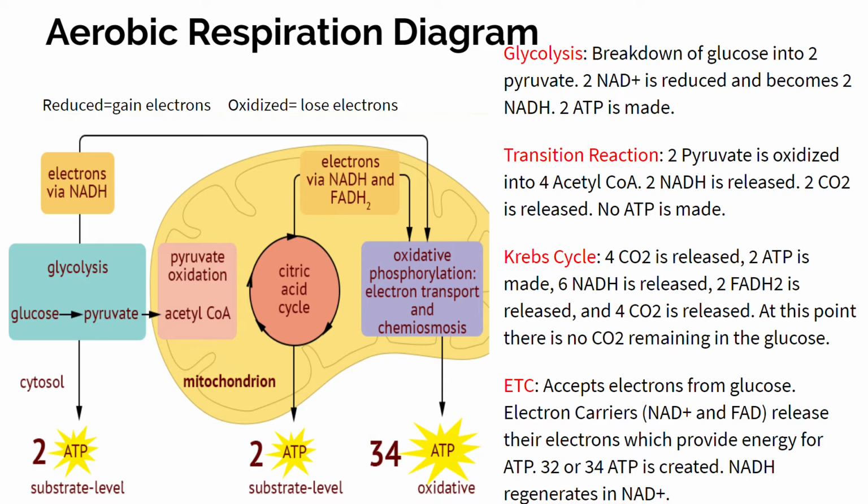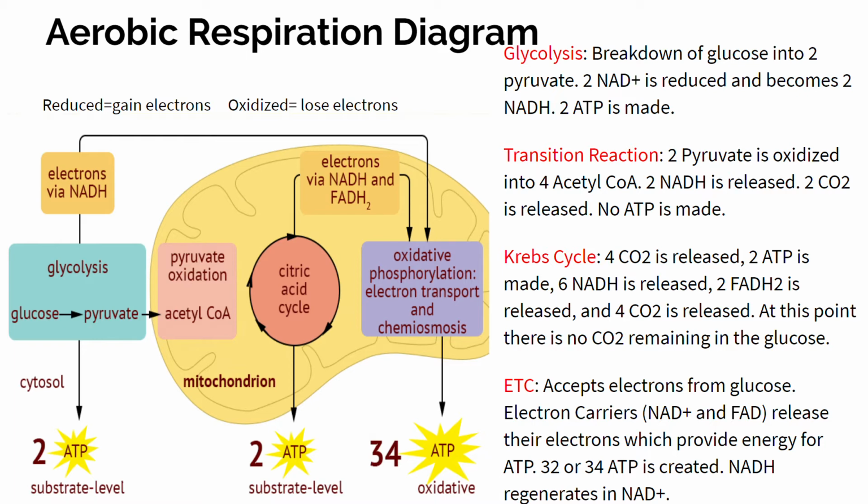In the transition reaction, 2 pyruvate is oxidized into 2 acetyl coenzyme A, 2 NADH is released, and 2 CO2 is released. The transition reaction is the only one where no ATP is made. The Krebs cycle: 2 ATP is made, 6 NADH is released, 2 FADH2 is released, and 4 CO2 is released. At this point in the Krebs cycle, there's no CO2 remaining in the glucose.